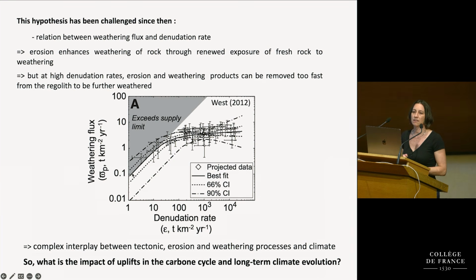At low denudation rates, this will hamper weathering of rocks because of the accumulation of weathering products that can produce a quite thick soil cover that will isolate the underlying rocks from the superficial fluids. And at the opposite end of this relation, at high denudation rates, erosion and weathering products can also be removed too fast from the regolith to be further extensively weathered. So all these elements show that there is a complex interplay between tectonics, erosion, weathering processes, and climate.